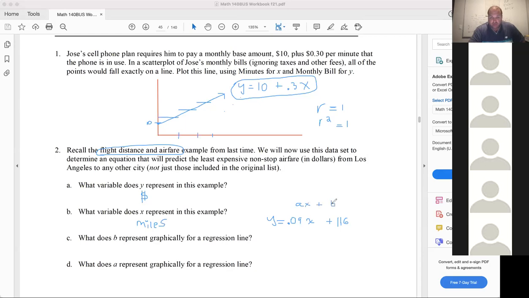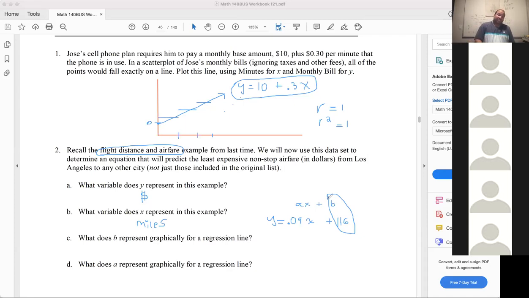What does b represent physically? This 116 means what exactly? How would you interpret that number 116? Y-intercept? That's true, but that's a generic answer. I'm looking in the context of this problem. What would the 116 represent? Would it be the number of dollars you start off paying? When you say start off, be a little more specific. Your upfront cost, that's how much you're going to pay if you do what? If you don't go anywhere.